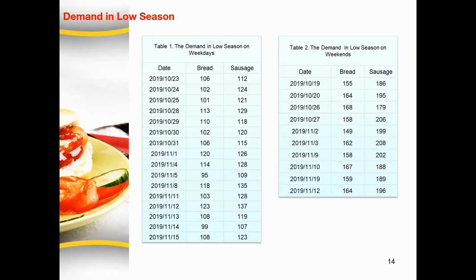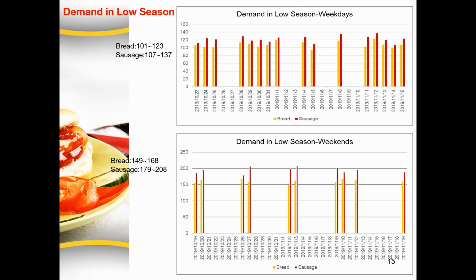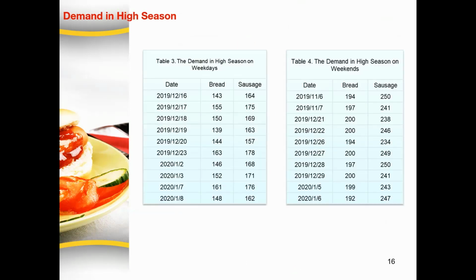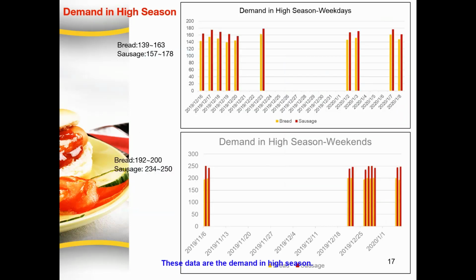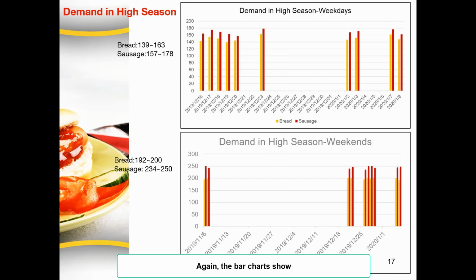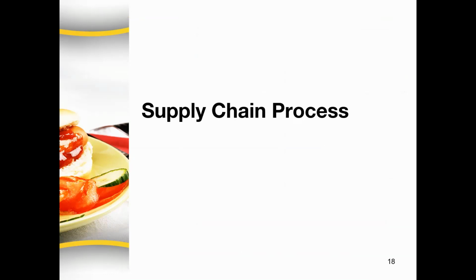These 2 tables show the demand on weekdays and weekend of low seasons. We use a bar chart to compare the gap between weekdays and weekend for bread and sausage demand. These data are the demand of high seasons. Again, the bar chart shows the difference in high season. Next, Ami will present the continuation.